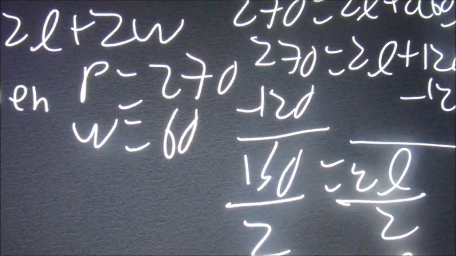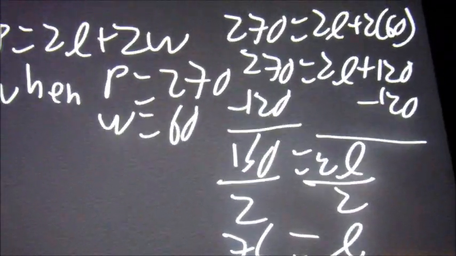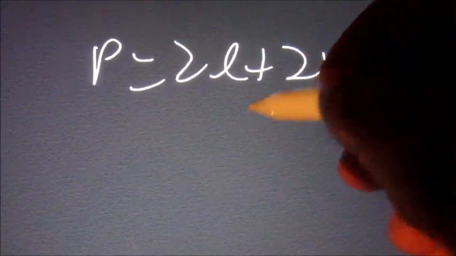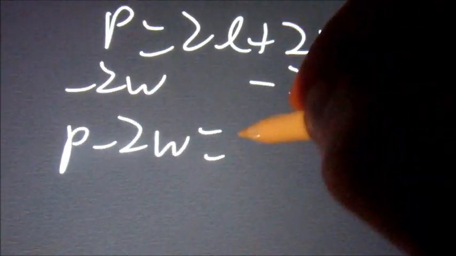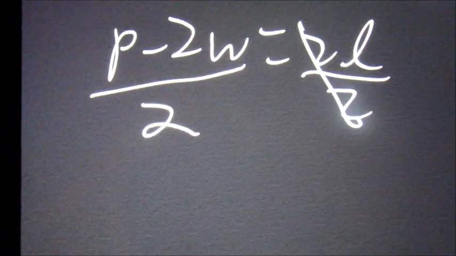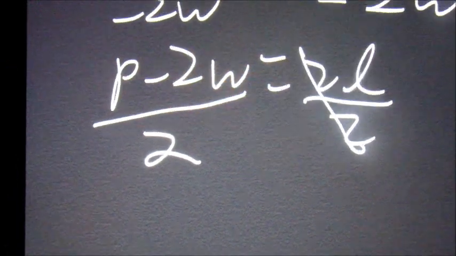Okay, so that's the way that I would normally do it. But if you're doing it in general and it's asking you to find what L is, you have P equals 2L plus 2W. And what you want to do is find L like we did before. So the first thing we're going to do is subtract 2W. So we have P minus 2W equals 2L, and then divide everything by 2. These 2's cancel, so we get L equals P minus 2W all over 2.